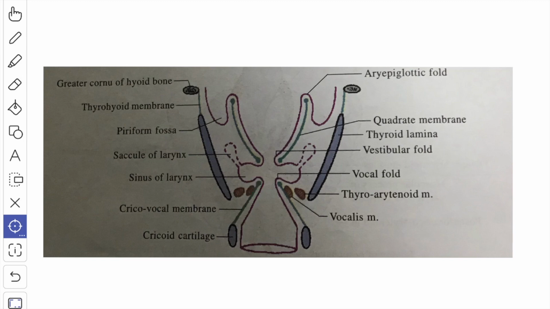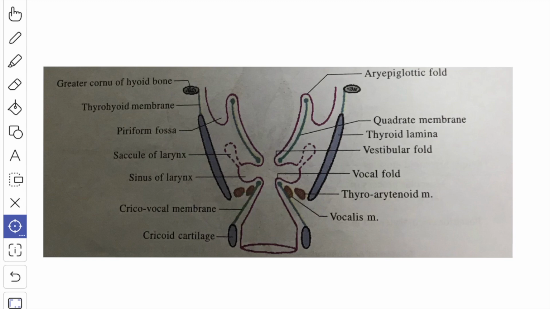Each fold is pearly white in color. It is lined by stratified squamous non-keratinized epithelium and it is devoid of submucous tissue and contains the vocal ligament medially and the vocalis muscle laterally.